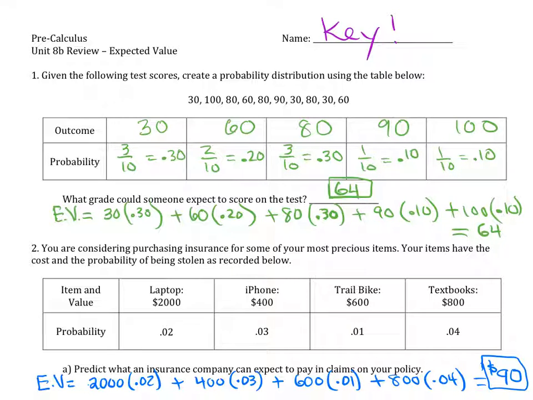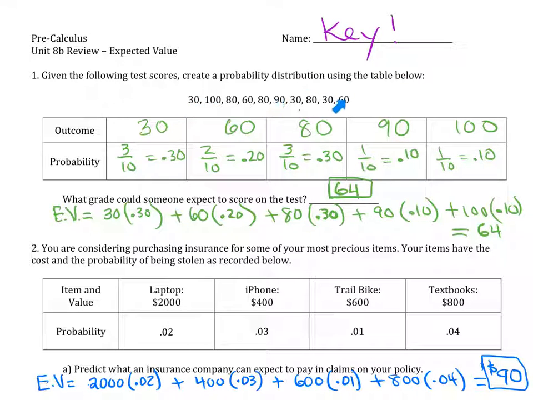All right, hello everyone. This is the review for the expected value test that is coming up. We'll go through all of the solutions, starting with number one. Given the following test scores, create a probability distribution using the table below.